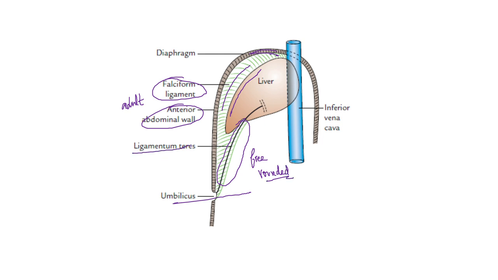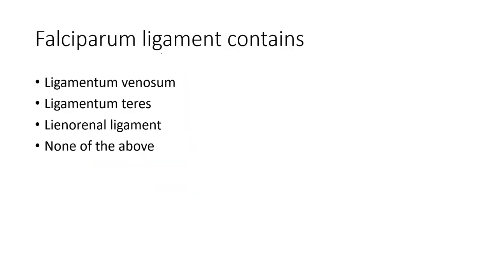called the ligamentum teres, otherwise called the round ligament of the liver, because we have another round ligament, that of the uterus. So the ligamentum teres of the liver is called the round ligament of the liver. The free edge of the falciform ligament has the ligamentum teres. You have to be more specific because there is a round ligament of the uterus also.